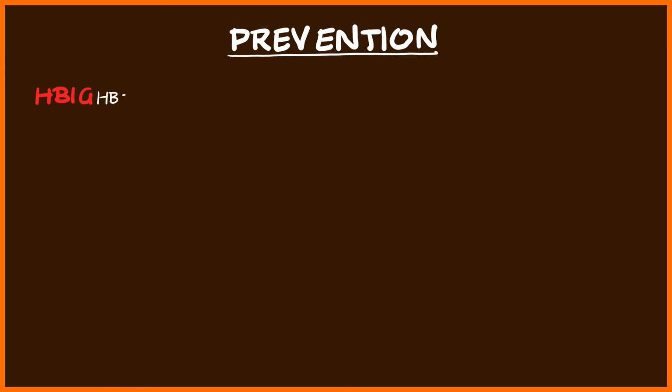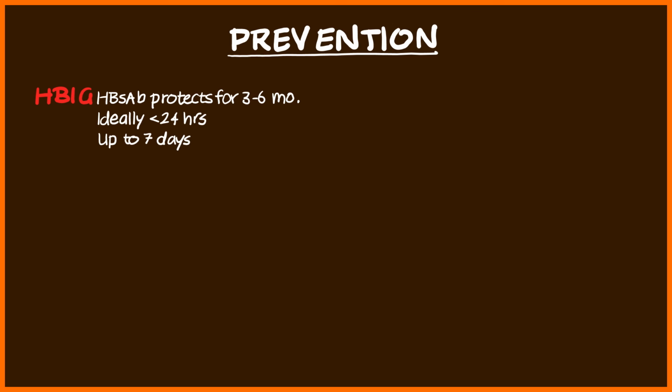So the immunoglobulins are just a surface antibody, and they provide protection for anywhere from 3 to 6 months. Ideally, you want to give it within 24 hours after exposure, but if for whatever reason you can't do it that soon, you can give it up to 7 days. However, the earlier the better is the rule.